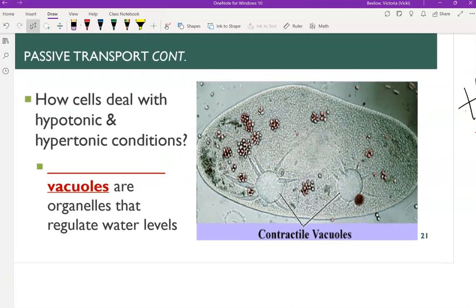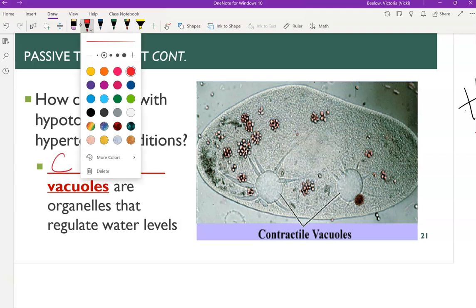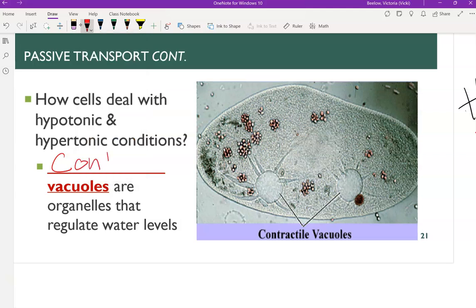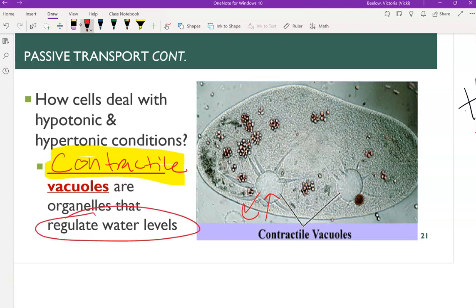Because let's be honest, environments could always be changing for cells. Some cells like this one have what's called contractile vacuoles. So remember vacuoles, like in a plant cell, we talked about it. They have a central vacuole. Animal cells do have vacuoles, they're just smaller. And those things can store stuff like water. These vacuoles don't just store it, but they are contractile, meaning they can push and pull water inside or outside of them to help regulate water levels despite changes.